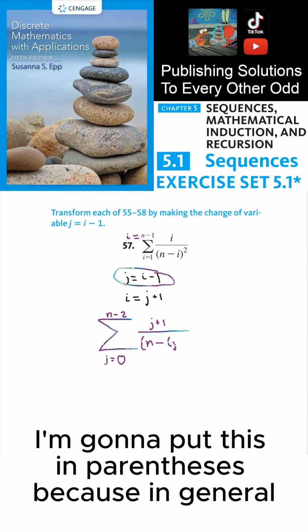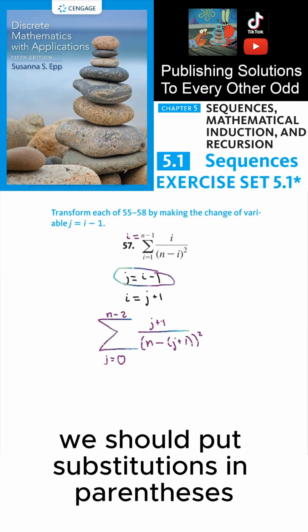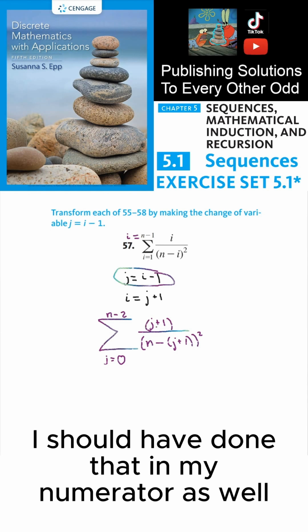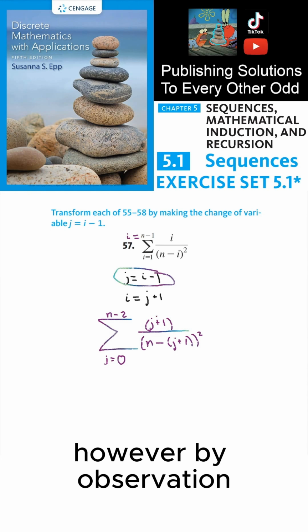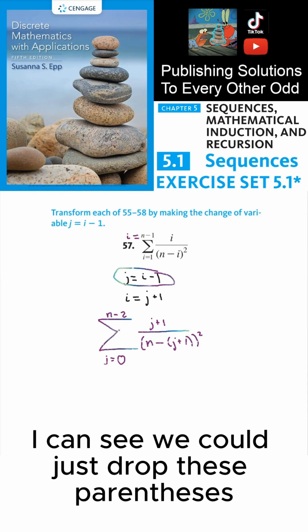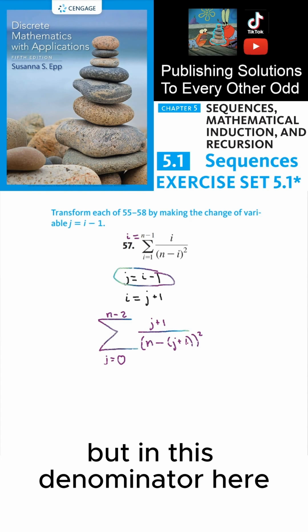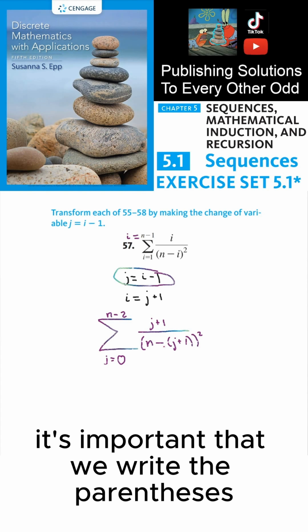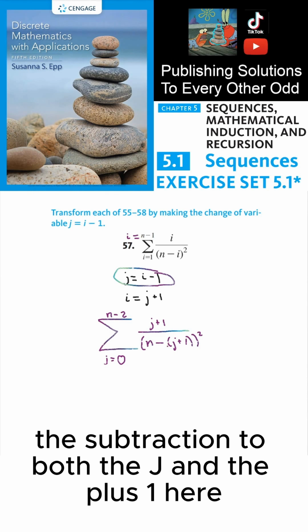I'm going to put this in parentheses because in general, we should put substitutions in parentheses. I should have done that in my numerator as well. However, by observation, I can see we could just drop these parentheses. But in this denominator here, it's important that we write the parentheses because we would need to distribute the subtraction to both the j and the plus 1 here. And that's my final answer.